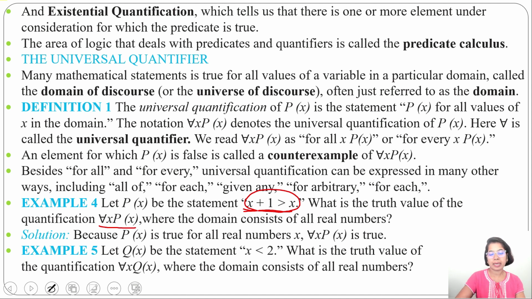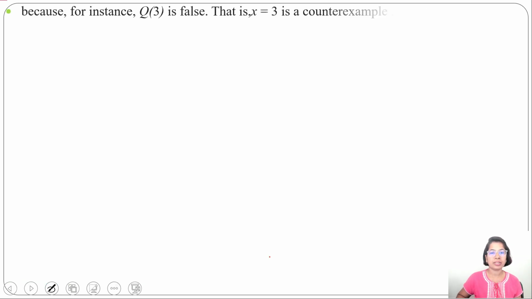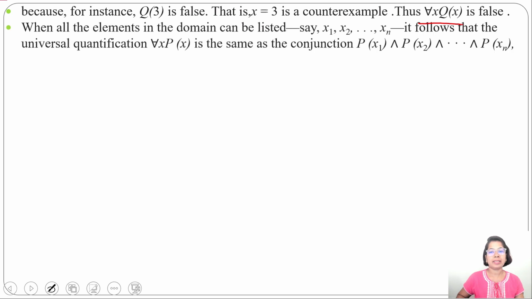Next example 5. Let Q(x) be the statement x less than 2. What is the truth value of the quantification for all x Q(x), where the domain consists of all real numbers? Now for x equals 1 it's true. For x equals 2 it is false. Even for x equals 3 it is false. And for all means for every x it should be true. As for x equals 3 it is false, this is a counterexample. So you can say for all x Q(x) is false. If for at least one x value it is false, means for all x it is false.